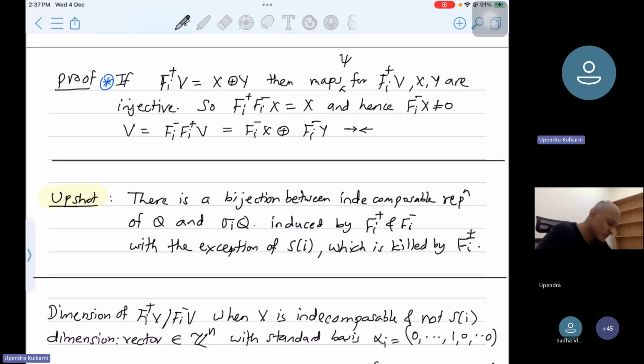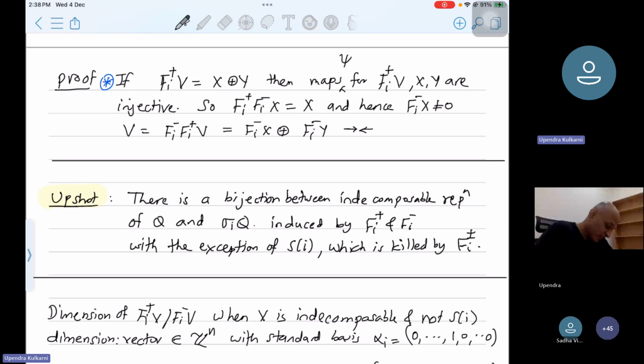Okay, so what happens to the dimension vector? Remember our final goal that we stated: for nice types of quivers, for quivers of type AD, quivers of finite type, we are going to have a bijection between indecomposable representations and their dimension vectors. So we do need to worry about this.